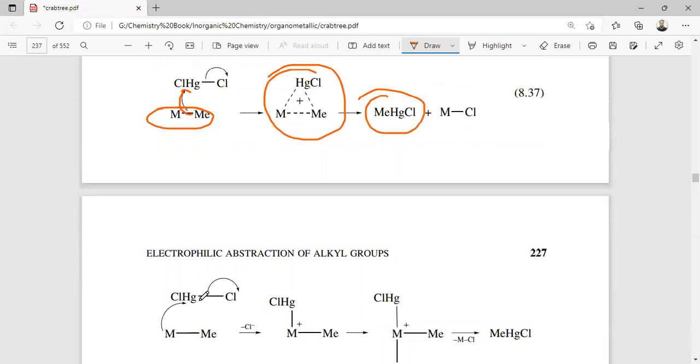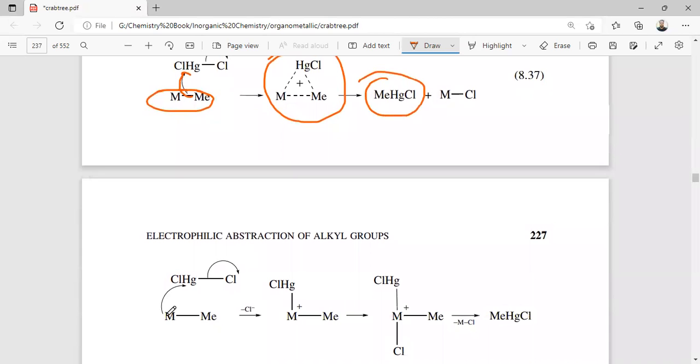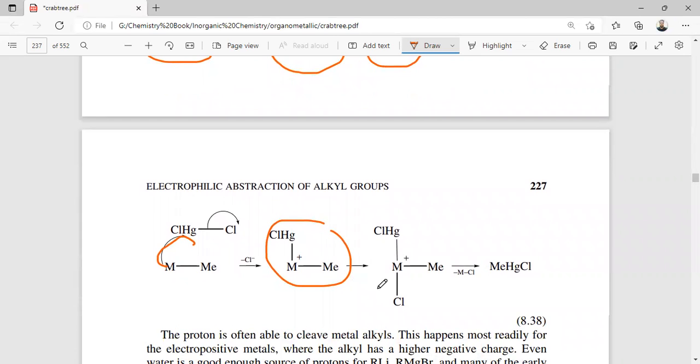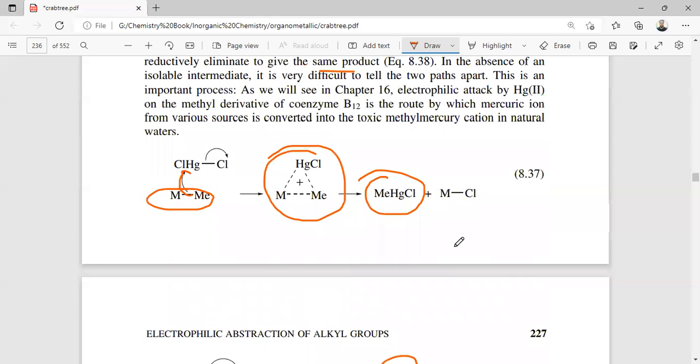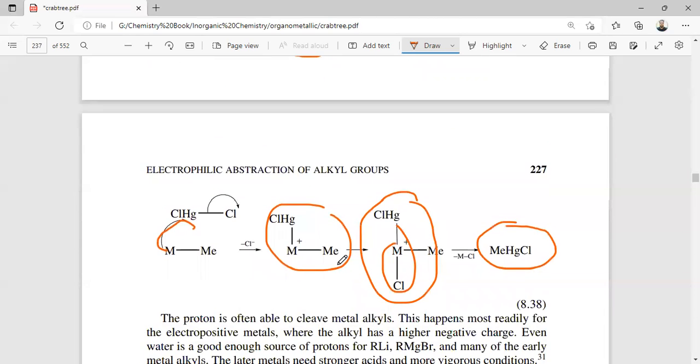And another possibility is direct attack via the metal center from this intermediate. Next, the chloride Cl minus attacks to form this intermediate, then MCl is reductively eliminated to form this alkyl mercury intermediate. So these are the two possibilities for this process.